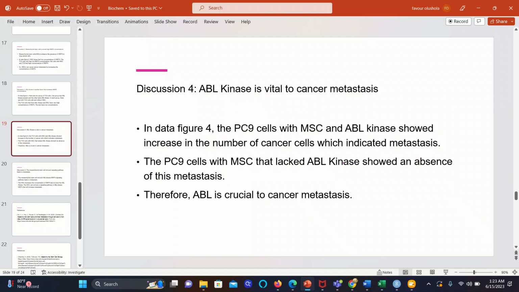So this lets us know that MSC alone isn't crucial for metastasis. For metastasis to happen, we need both the MSC and we need ABO kinase, because the ABO kinase is what is going to ensure that those PC9 cells with MSC see an increase in concentration of MMP9, which will cause cancer metastasis.